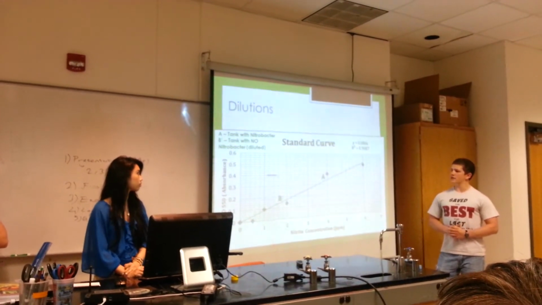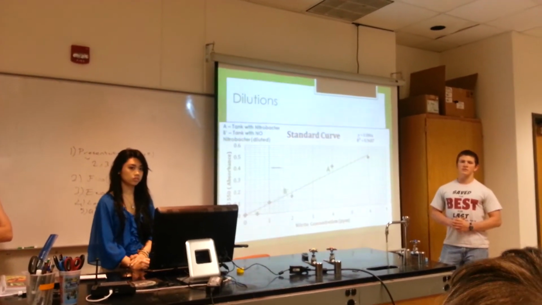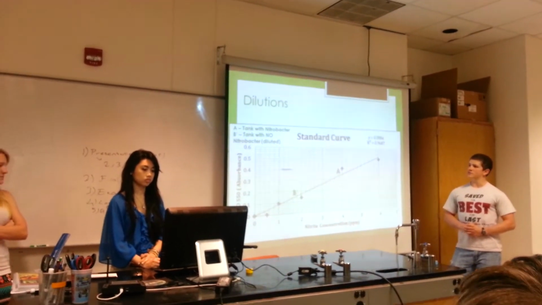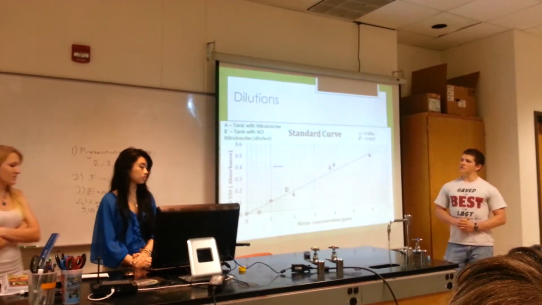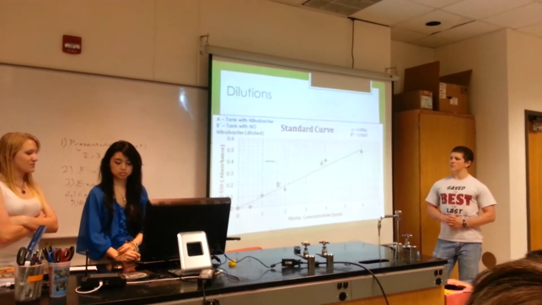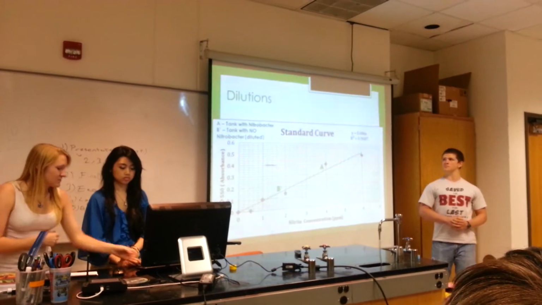So if you take it to the correction factor and multiply it times 10, it actually comes out to about 16 parts per million, which is unsafe. So it can be concluded that the tank with no nitrobacter, the bacteria, is going to be less beneficial for the fish.